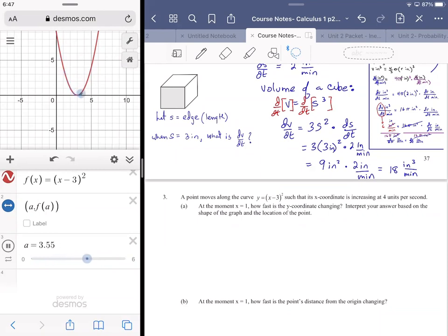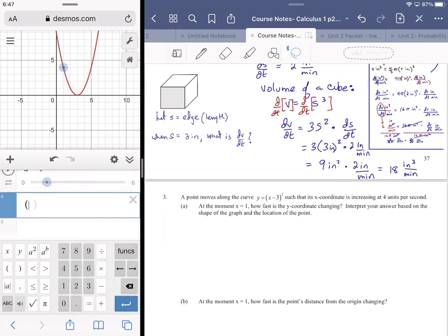Now it's saying that the x coordinate is increasing at a rate of 4 units per second. If I ever figure out how to make the point move at a certain rate, I'll let you know. I know you can make it go twice as fast or whatever, but 4 units per second, that's oddly specific. But it's saying at the moment that x is equal to 1, how fast is the y coordinate changing? So at this location, I'll actually plot that point as a separate coordinate, 1 comma f of 1.